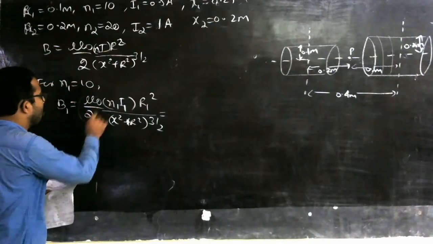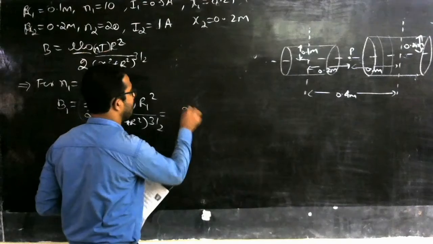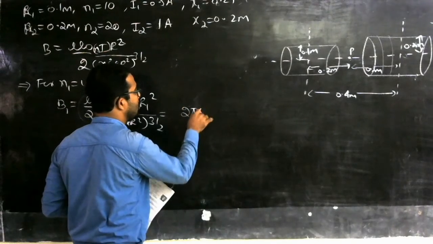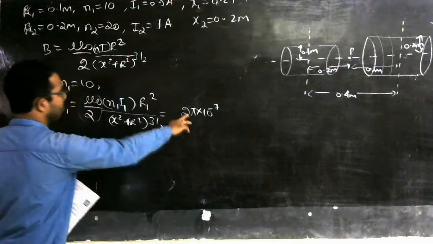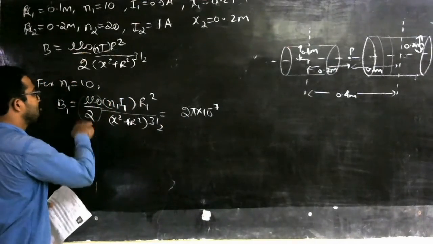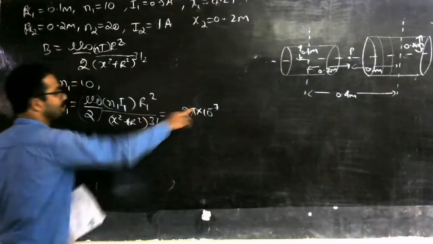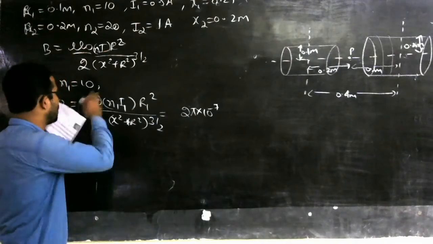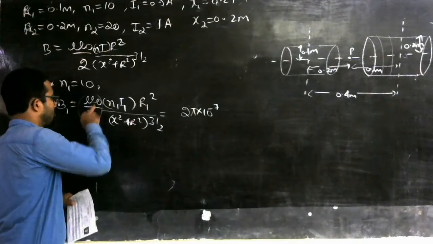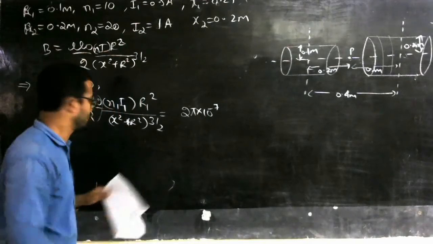Here already we have mu naught by 2. That is why in place of mu naught by 2 I can write 2 pi into 10 to the power minus 7. Which means that if you take the 2 here, that becomes mu naught by 4 pi is equal to 10 to the power minus 7. I have done some arrangements, and instead of mu naught by 2, I have written 2 pi 10 to the power minus 7, which is correct.